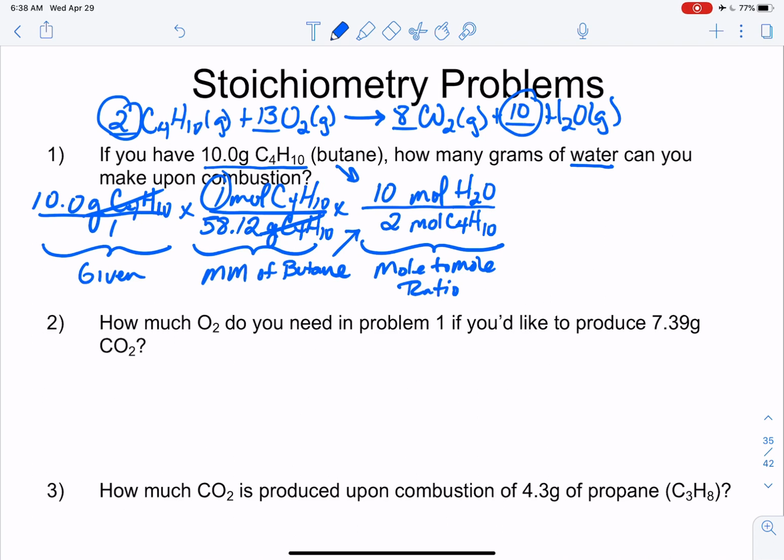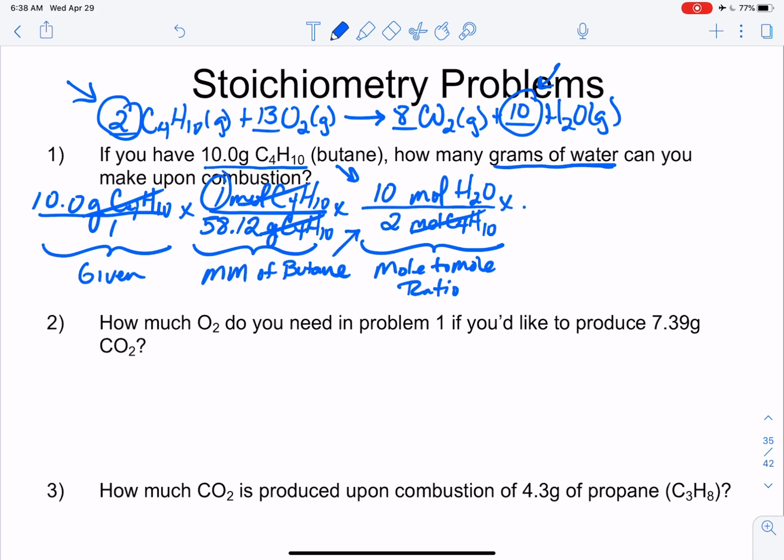Now, you can see how if you didn't balance the equation properly and you had the wrong coefficients up here, it would mess up your entire calculation. So you want to make sure that you know how to balance equations. Now we've canceled out the moles of butane and now we're in moles of water. But the question doesn't ask for moles of water, it asks for grams of water.